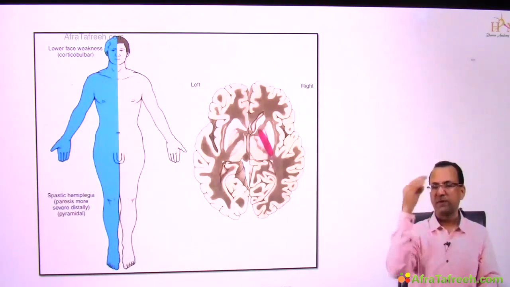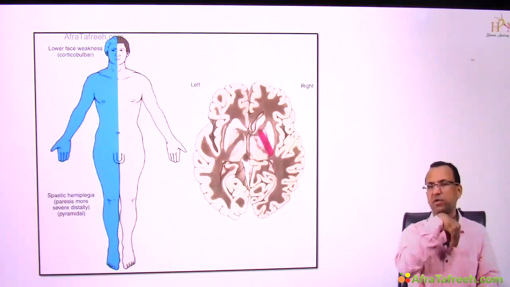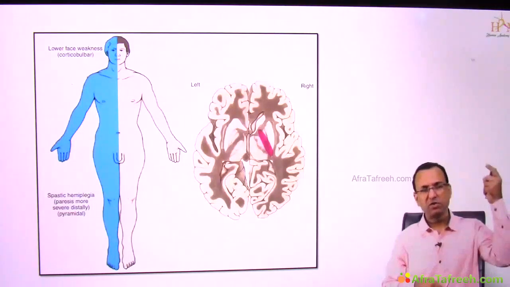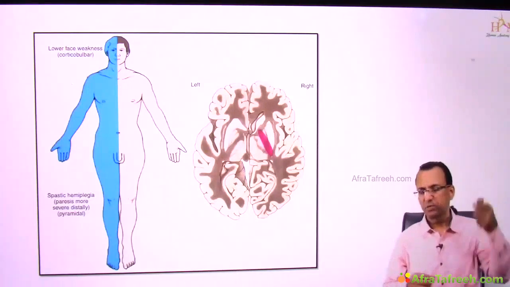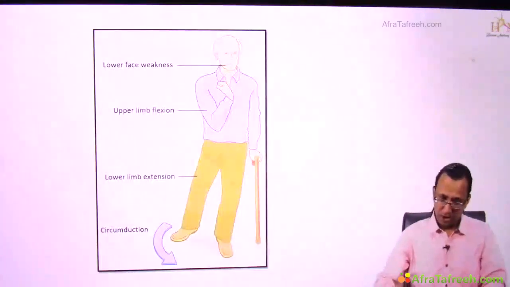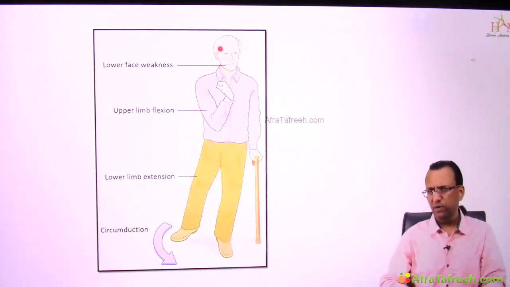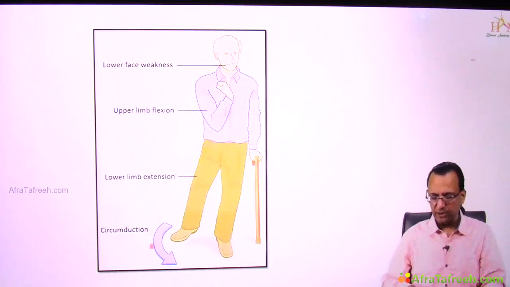So the upper limb will go into flexion deformity and the lower limb goes into extension deformity. Where is the lesion? The lesion is on the left side. That is what happens. Let me show you the diagram. See, there will be lower face weakness if the genu is involved, and there will be flexion deformity of the upper limb and extension deformity of the lower limb. There will be a circumduction gait also.